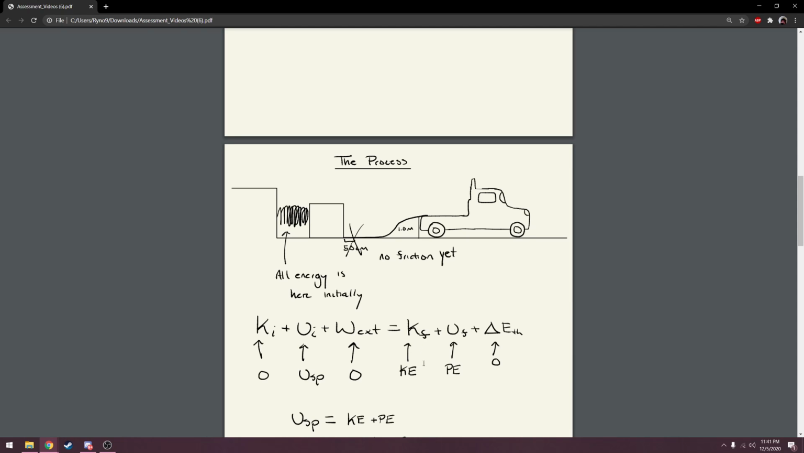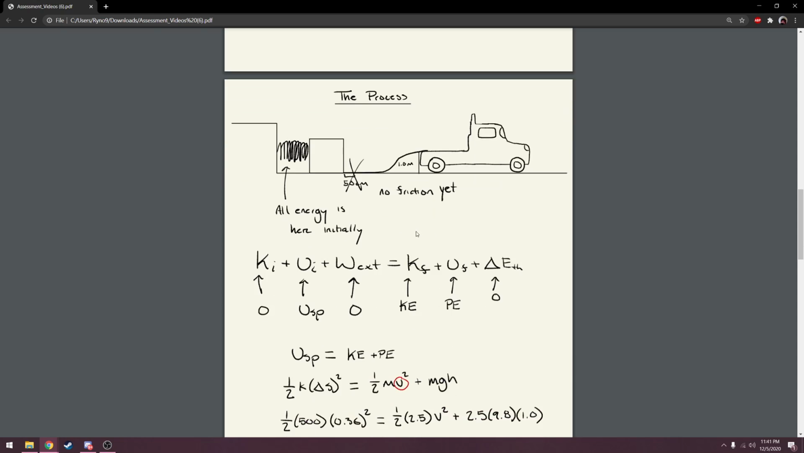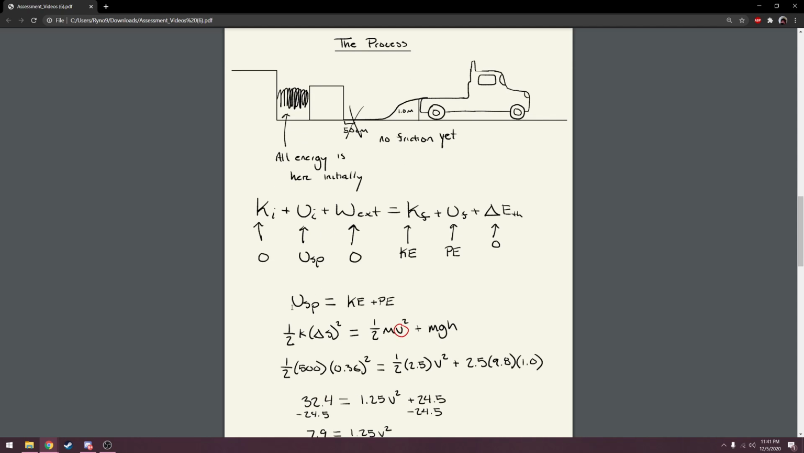And to find the final, we need to figure out the kinetic energy, which is going to contain our answer, which is how fast it's going to be moving into the bed, and the potential energy. So it needs to go up 1 meter. That's going to take energy, and that kind of energy is from gravitational potential energy, which is mgh, which is what we're going to solve for. So our equation will look like this. U spring, energy from the spring, is going to be equal to the kinetic energy plus the potential energy once it's gone up that 1 meter height.